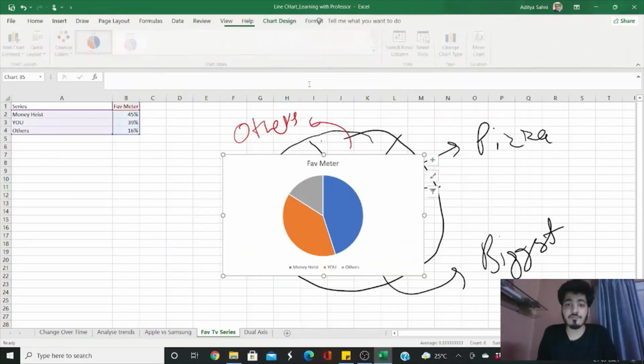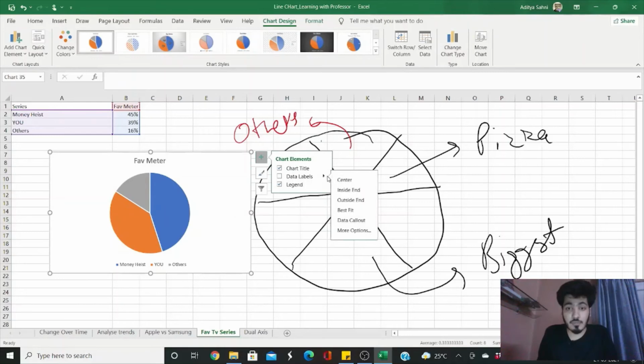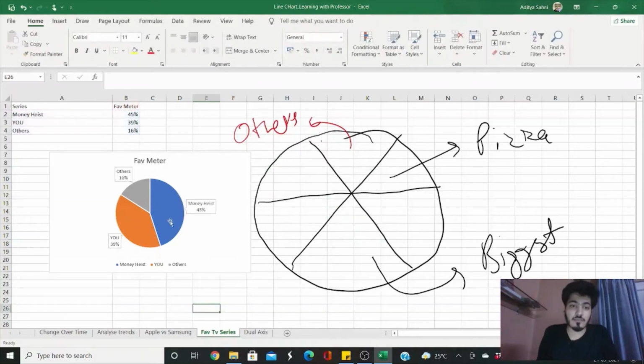So let me draw it. Yeah, and let me just call out the data labels. Best fit, and we can also do data callout. Now you can see it is much more intuitive. We can see that Money Heist is the most favorite series of the particular user as compared to other series, and the Netflix TV series is the second highest. So that we can infer.